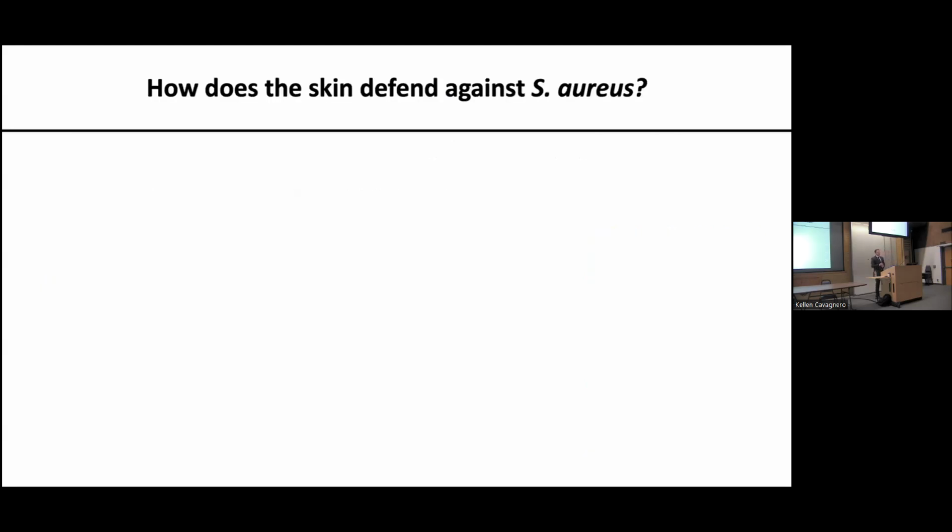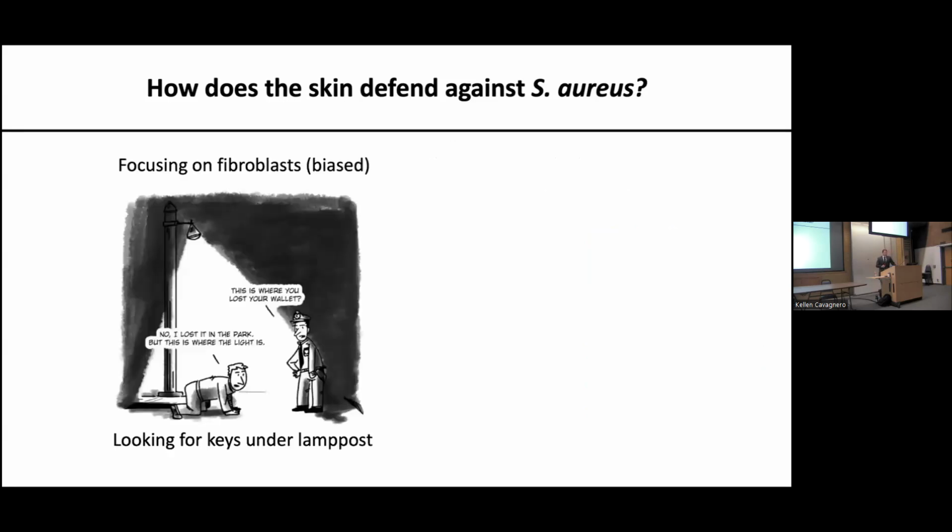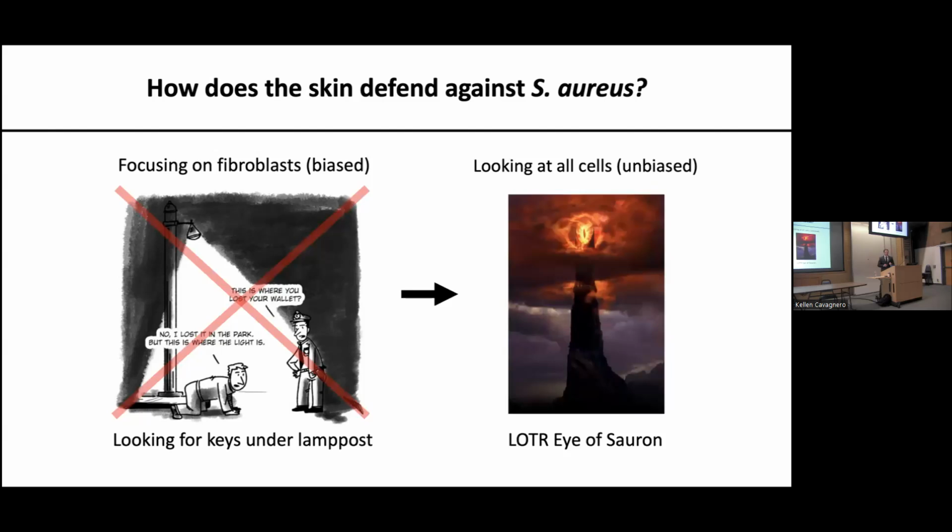So in this report, we asked the question, how does the skin defend against Staph aureus? And what we could have done was we could have just focused in on the fibroblast, but this is a biased approach, and it's equivalent to looking for your keys under the lamppost because that's where the light is, not where you lost your keys. So we prefer to start with unbiased methods, and instead we looked at all of the cells. And this is more equivalent to the Eye of Sauron in Lord of the Rings that sees all. Some people get it.